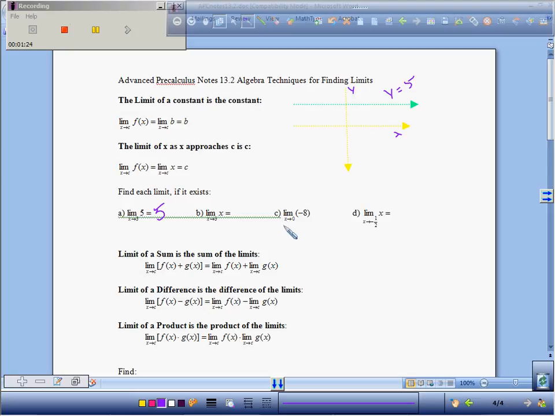What would this be? The limit as x goes to 0 of negative 8. Negative 8, okay? What this one says here is the limit of x as x approaches c is c.